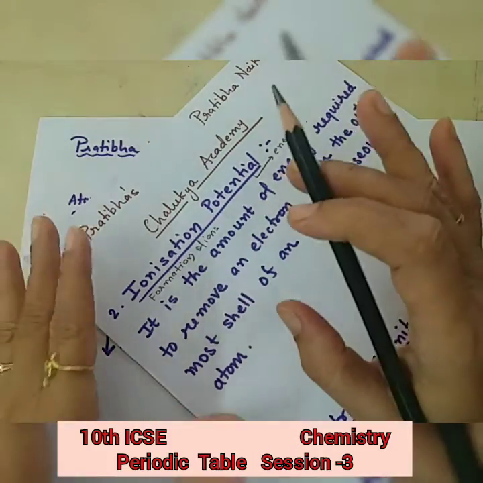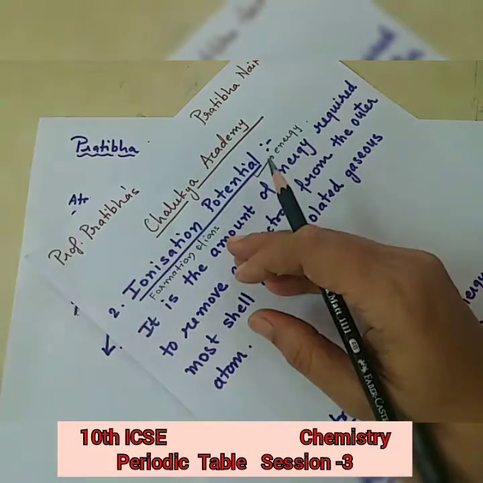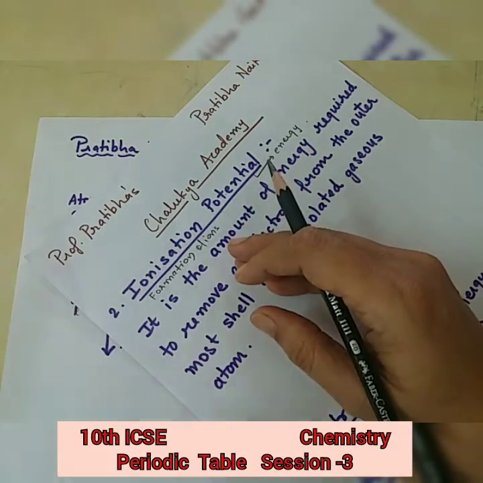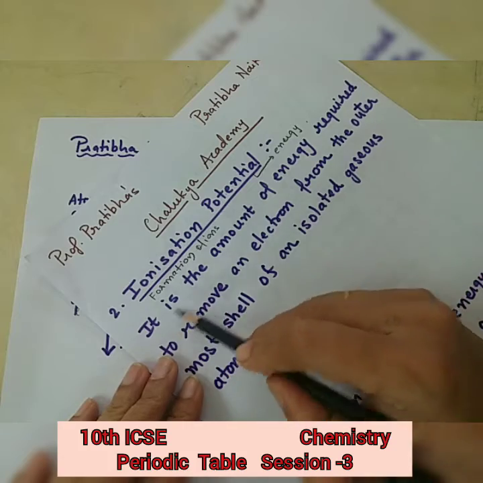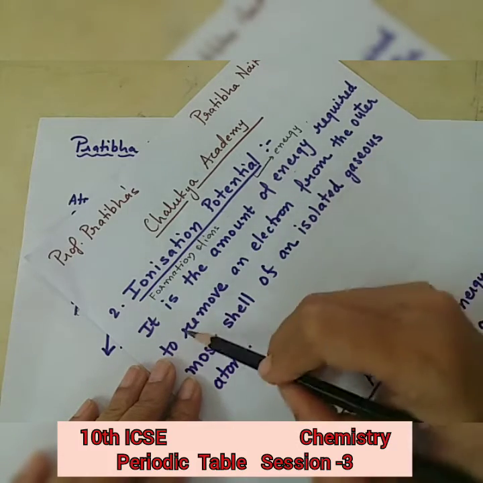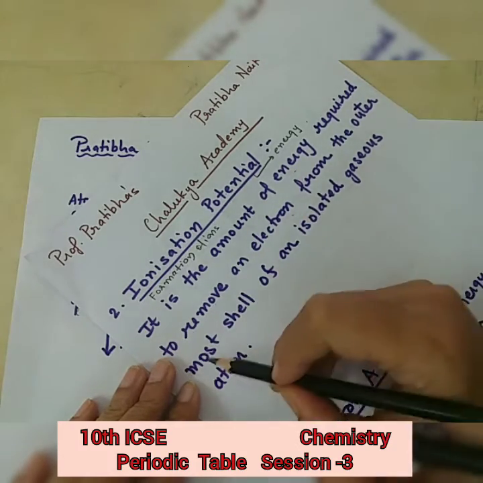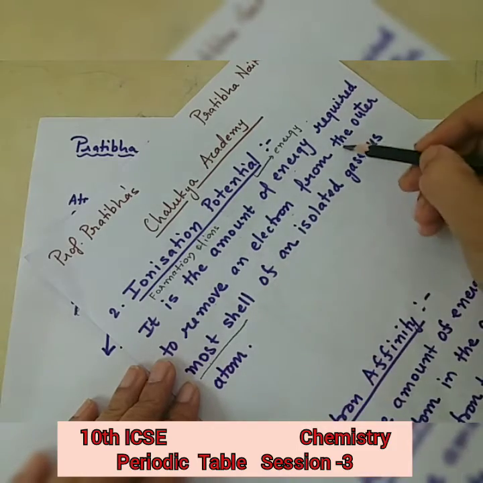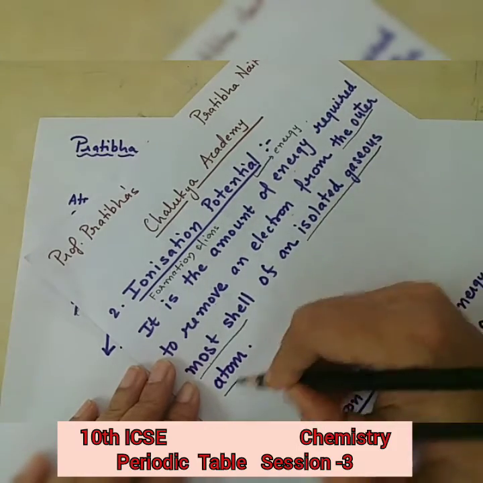Now dear students, you know how the ions are formed? By loss or gain of electron. So here the definition is given: it is the amount of energy required to remove an electron from the outermost shell of an isolated gaseous atom.